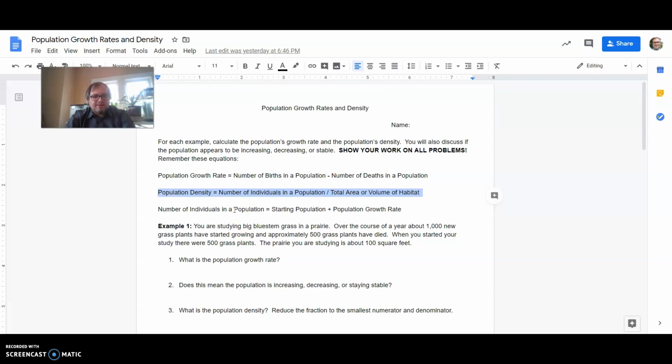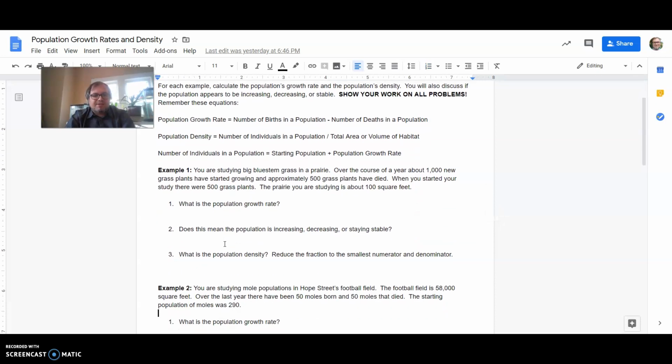And then, when we're talking about the number of individuals in a population, calculating that for population density, you want to take your starting population plus the population growth rate, which again could be a positive number, a negative number, or zero, depending on what we're looking at. So let's go through the first example together, and hopefully this will make the other examples a little bit more clear.